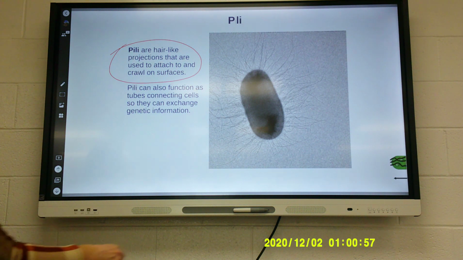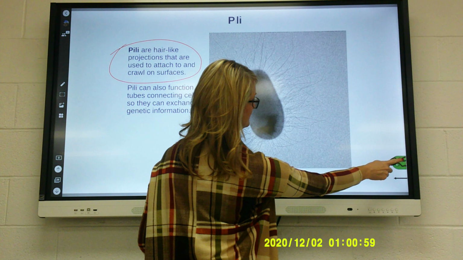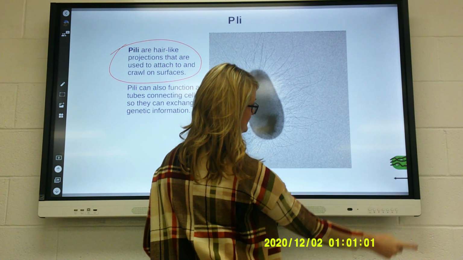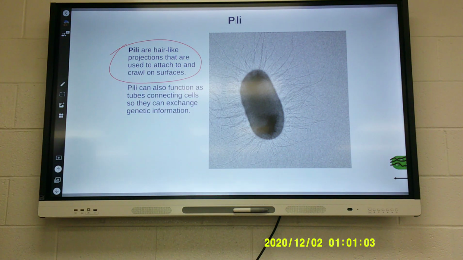I don't know what this is doing here. I don't know why it's making some kind of weird something in the corner there.